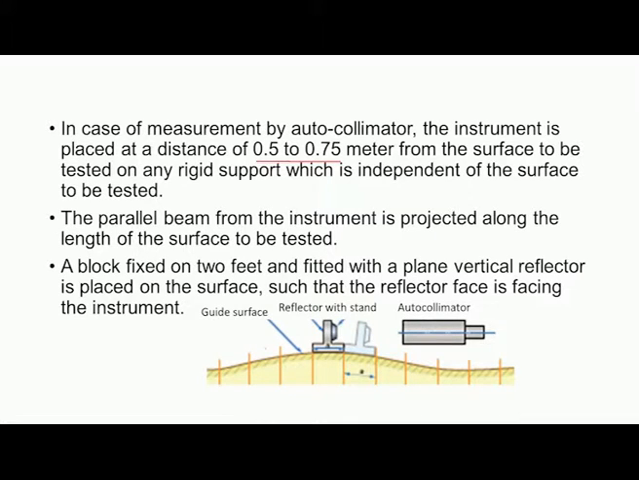Now, you can see here, this is the guide surface whose straightness is to be checked, and we have marked different positions here. We should keep the reflector with the stand on the guide surface at different locations, and then we have to take the readings through the eyepiece.